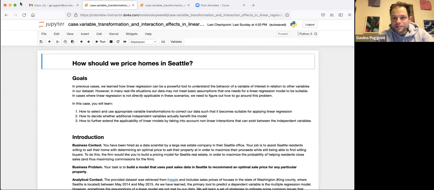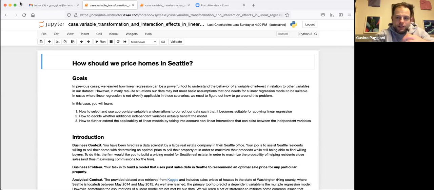So the house price is notoriously very, very difficult. And it's hard to find a house at affordable prices. And there are some neighborhoods in particular where houses are very, very expensive. So it's an interesting case study. And your job as a data analyst is to assist residents.